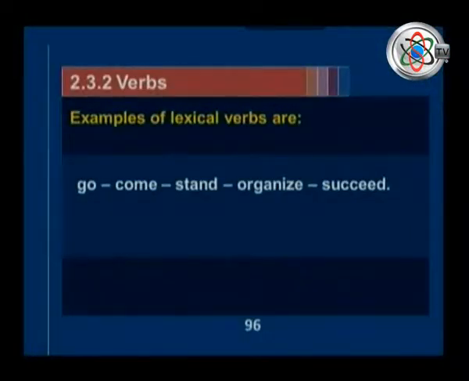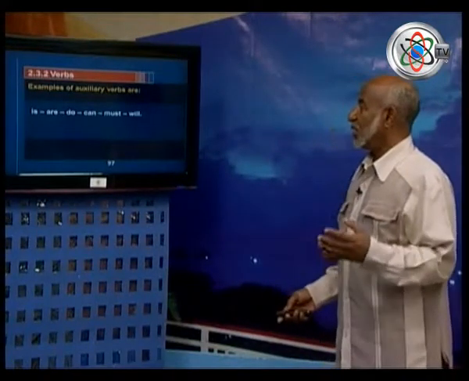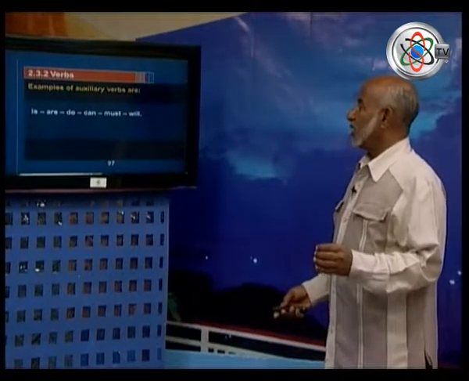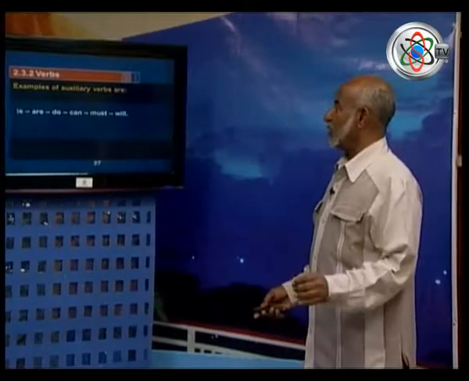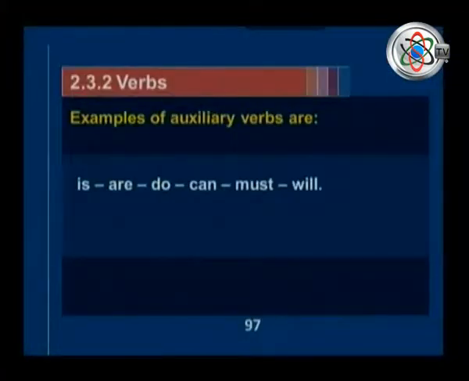Go, come, stand, organize, succeed. And you know very well, dear students, that nothing succeeds like success. Nothing succeeds like success. And here we are going to have examples of auxiliary verbs, just like is, are, do, can, must, will.